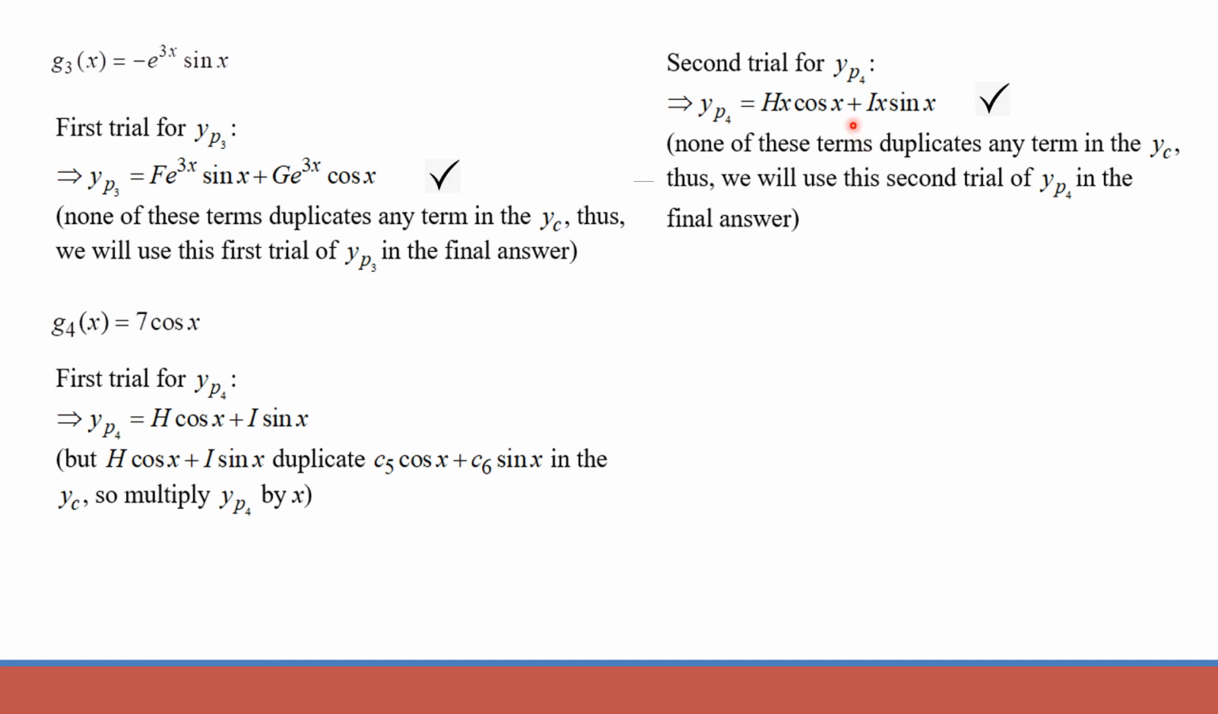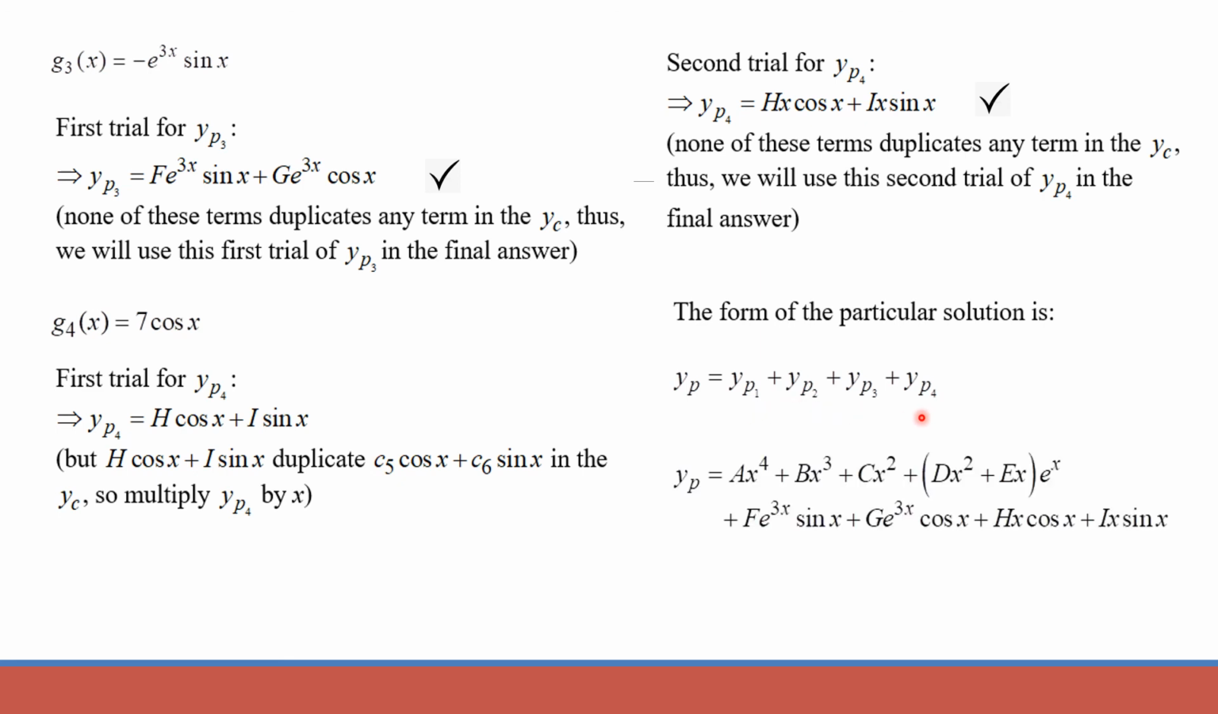Having found all those confirmed yp1, yp2, yp3, yp4, we are going to write now the particular solution yp, which is the sum of yp1 plus yp2 plus yp3 plus yp4. So you substitute all these answers into the final form. yp1 is ax to the fourth plus bx cubed plus cx squared. yp2 is dx squared plus ex multiplied by e to the power of x. yp3 will be f e to the 3x sin x plus g e to the 3x cos x. And yp4 is hx cos x plus ix sin x.